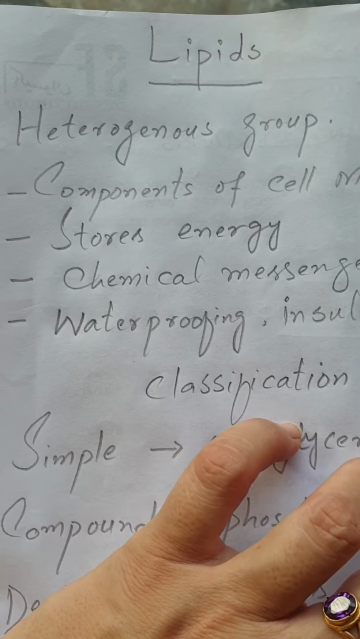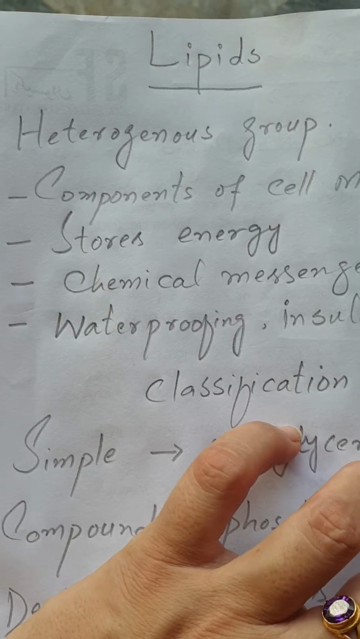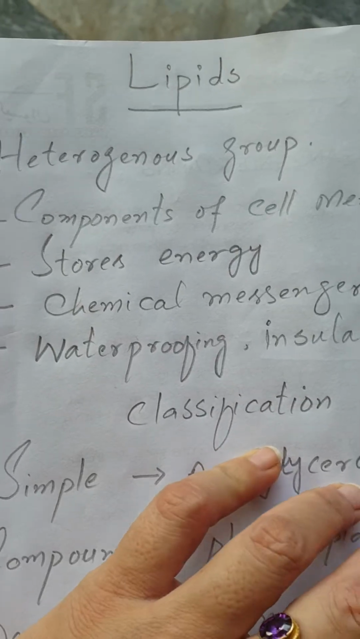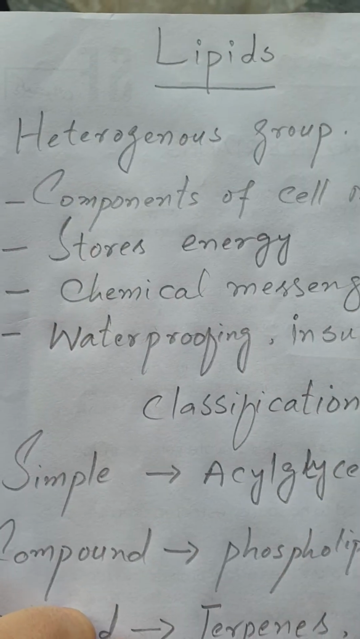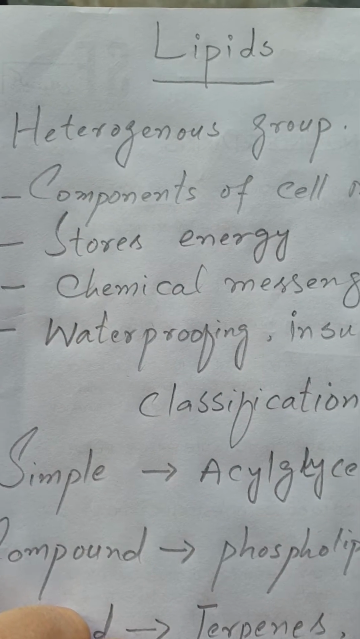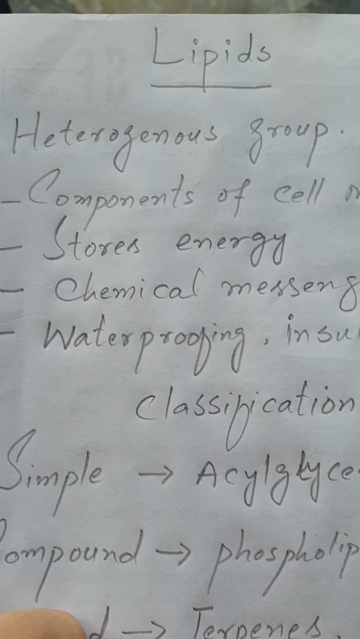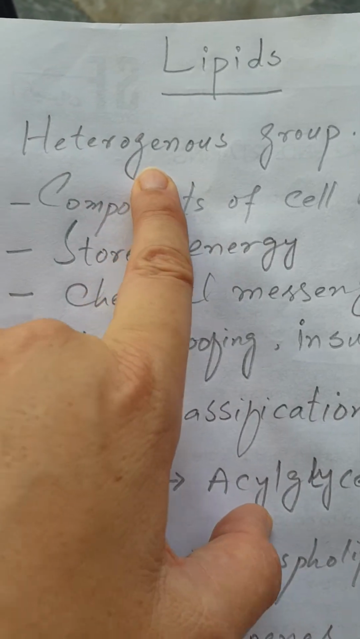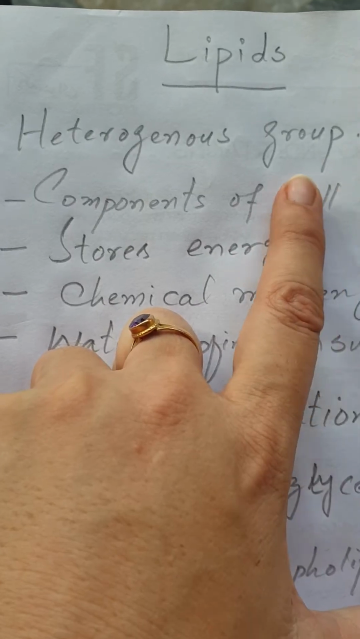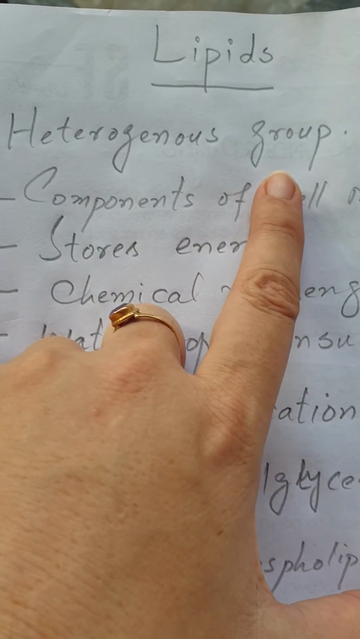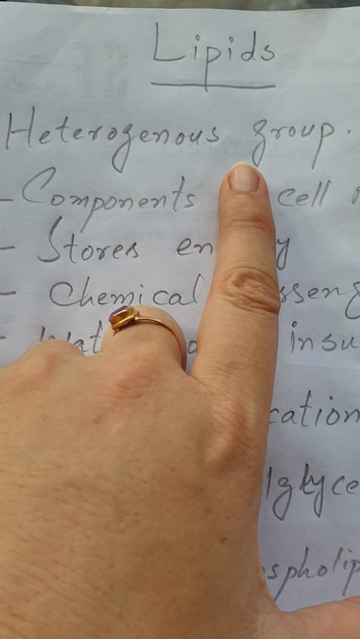Bismillahirrahmanirrahim. Our topic is lipids. After carbohydrates and proteins, this is the third category of chemical compounds present in living organisms, and this is known as a heterogeneous group of chemical compounds because it consists of many different chemical molecules.